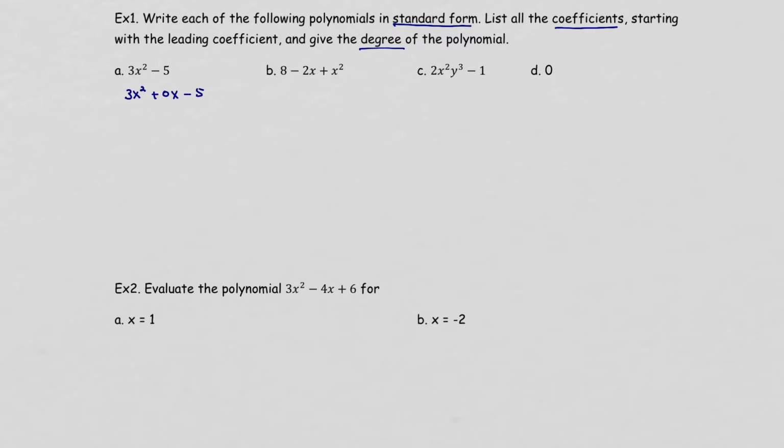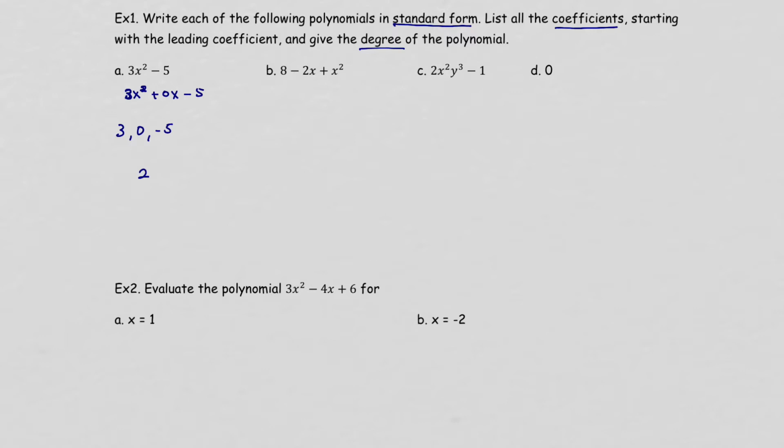So once you write it in standard form, then we can find the coefficients. Your coefficients are all those numbers in front of the variable, or just the number itself, right? So you could say 3 is your leading coefficient, because the term with the highest exponent gives you the leading coefficient. The second coefficient is 0, and the third coefficient is negative 5. You could also call negative 5 the constant, without the variable. The degree of this function is going to be the second degree.